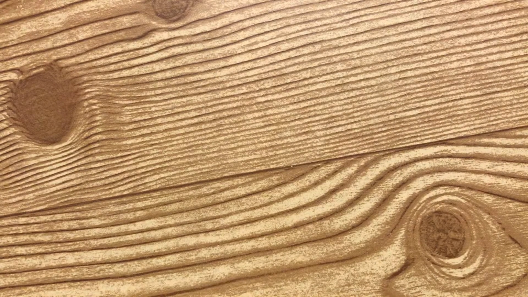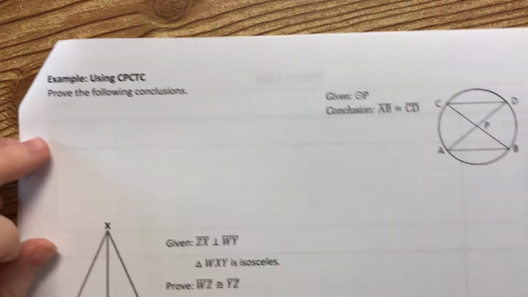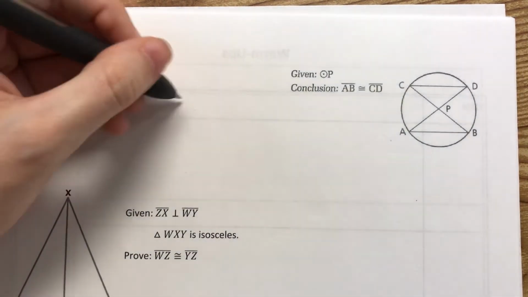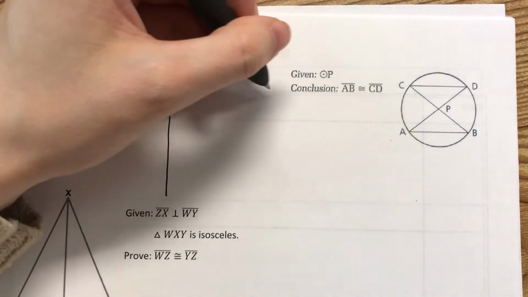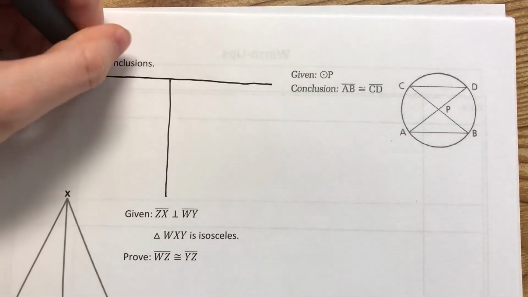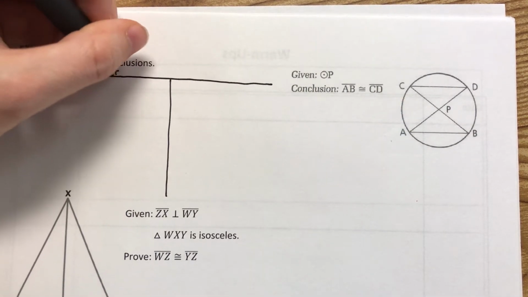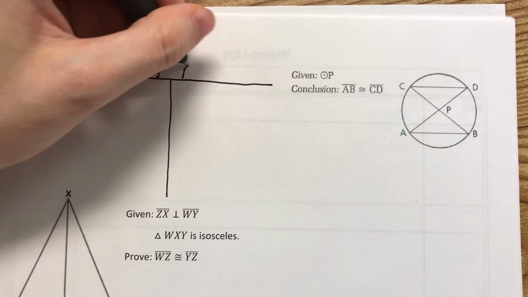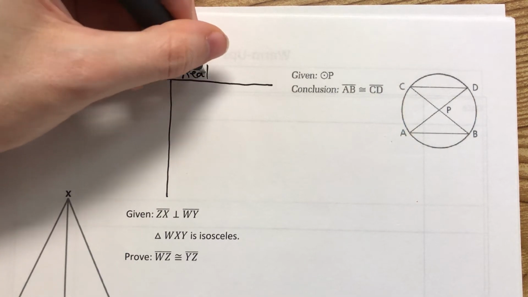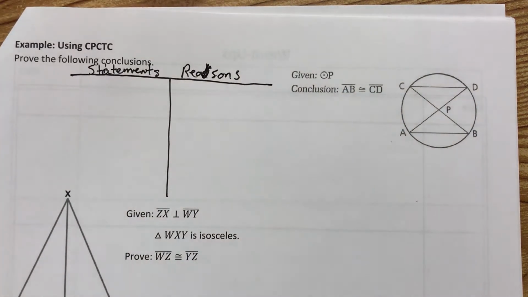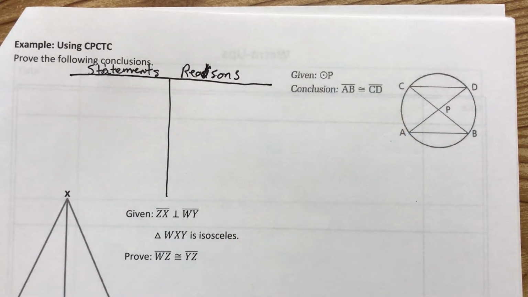All right. On the back of these notes, we are going to talk about using CPCTC, or going further in our proofs. We're going to prove that two triangles are congruent, and then we're going to go one step further and talk about the fact that their individual pieces have to be congruent. So we're going to go here with statements and reasons. I can't spell reasons, like always. And we're going to work with circles this time.